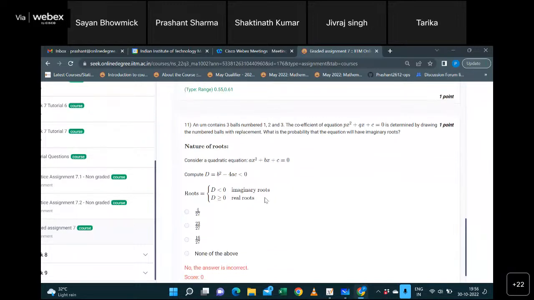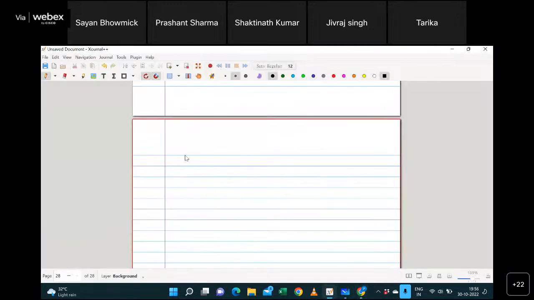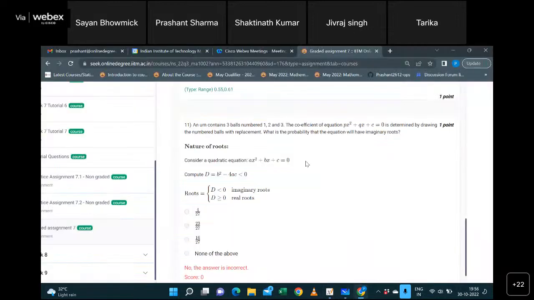Now I have the equation px square plus qx plus c equal to 0. See, in the question it is written that we will get the coefficients of the equation by drawing the numbered balls. So how many values can the coefficient p take?